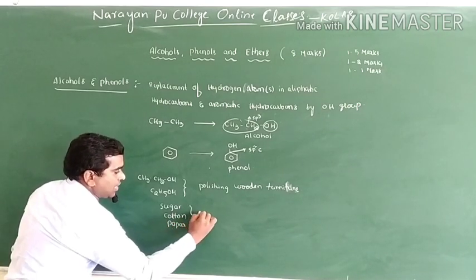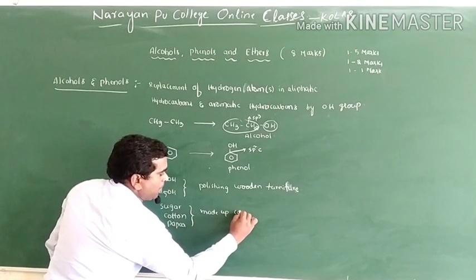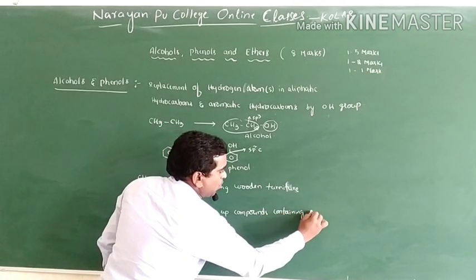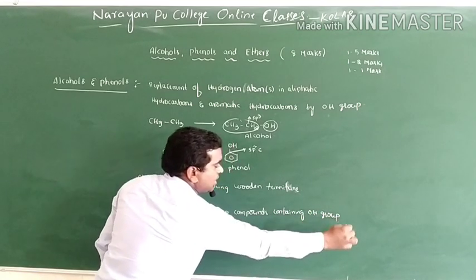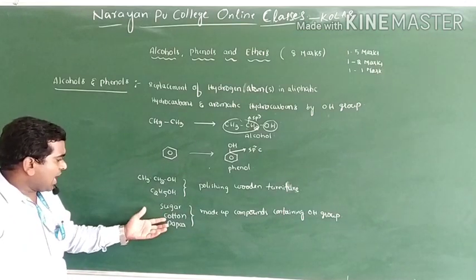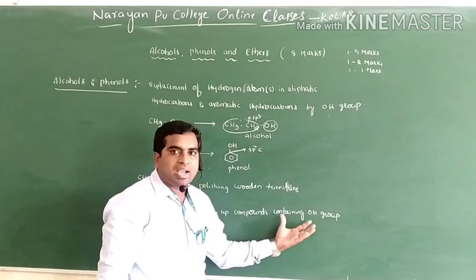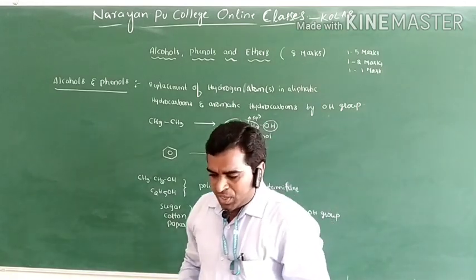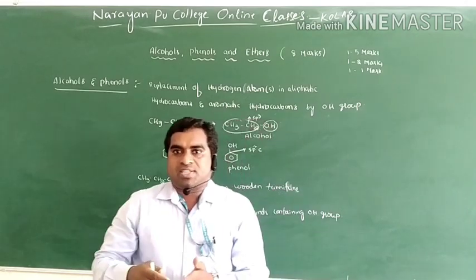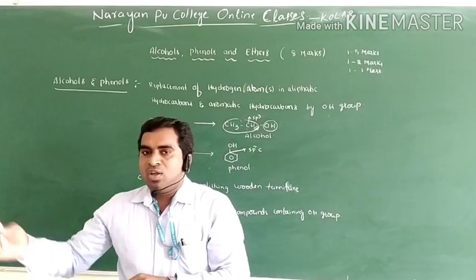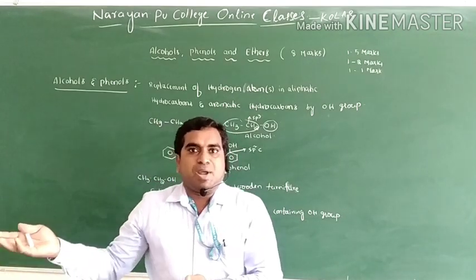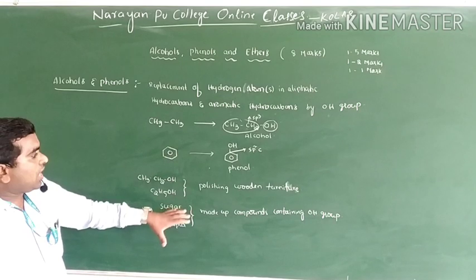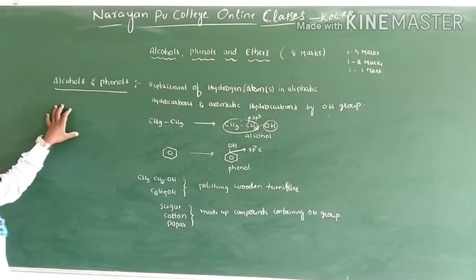Another example: sugar, cotton and paper. All these are made up of compounds containing the OH group. OH means alcohols or phenols. Not only this: nowadays, due to the pandemic days of corona, whenever we step out from home we carry sanitizers, and sanitizer is made up of alcohol, mainly isopropyl alcohol and ethanol. So these are the applications of alcohols and phenols.